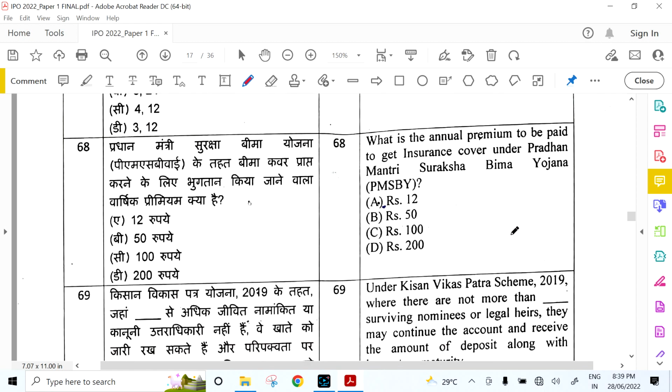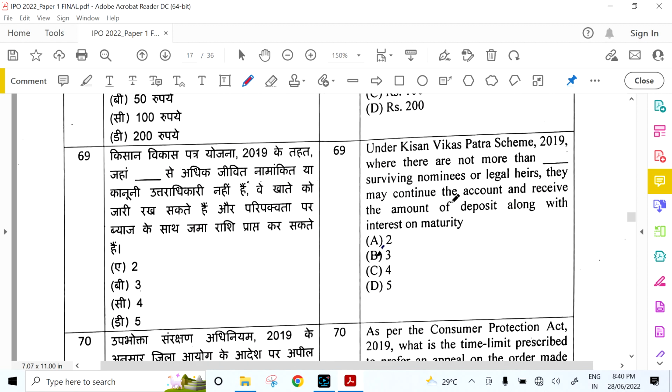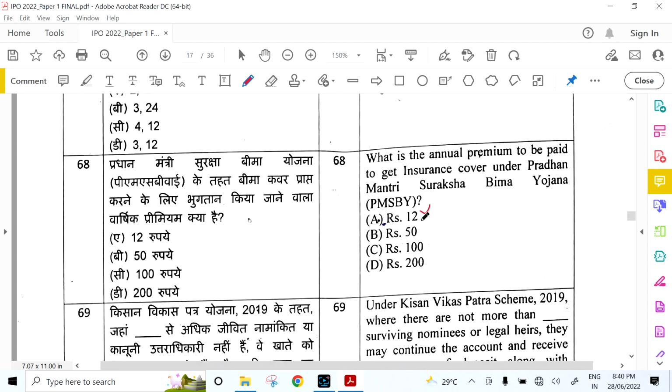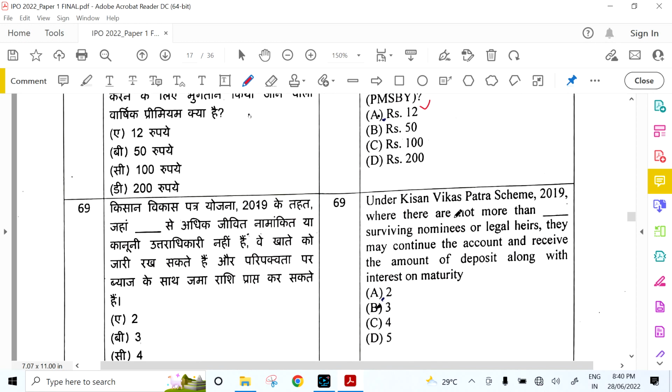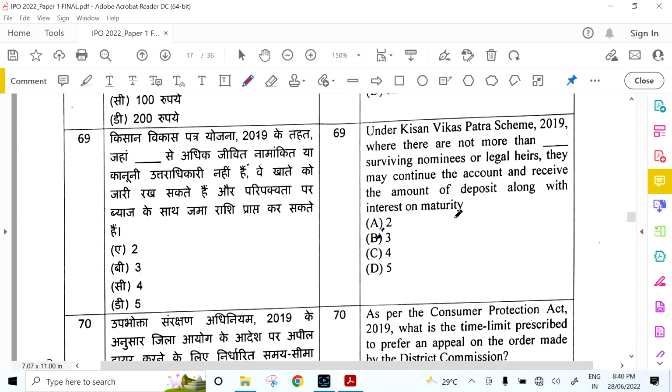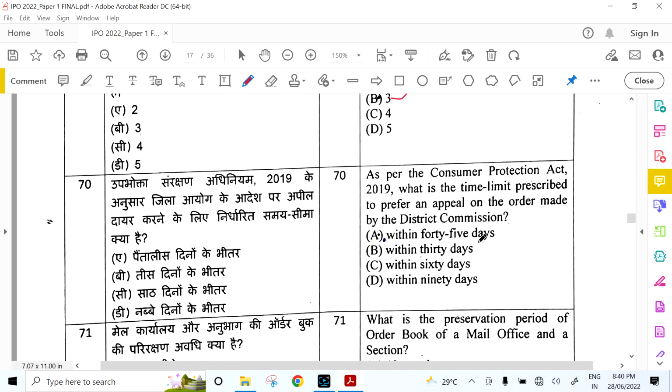Okay. What is the annual premium to be paid to get insurance cover under PMSBY? It is 12 rupees per annum. And this has been revised recently. Then under Kisan Vikas Patra, where there are not more than dash surviving nominees or legal heirs, they may continue the account and receive the amount of deposit along with the maturity interest. That is, whenever it is not more than 3, they can continue the account in case of KVP.